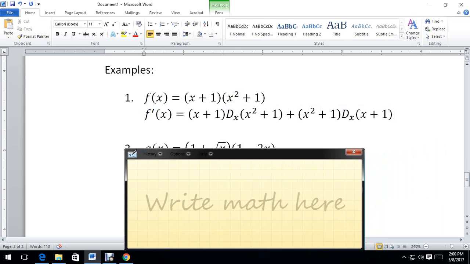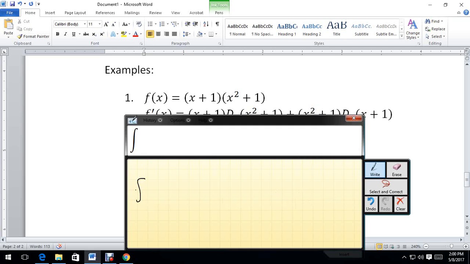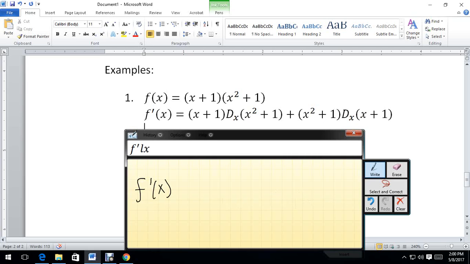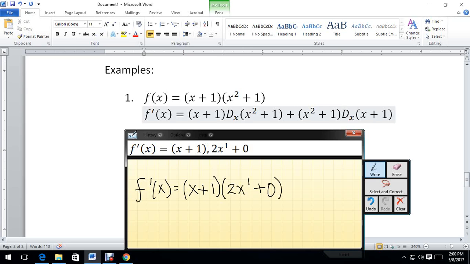Applying the previous theorems on simplification of the derivatives, we come up with the simplified form of the initial step. Again, we have f prime of x as first times derivative of second, meaning the first expression is just copied: x plus 1 times the derivative of the second. The second form is x squared plus 1. Performing the derivative of x squared, that becomes 2x raised to 1, then plus 0, since 1 here is a constant.